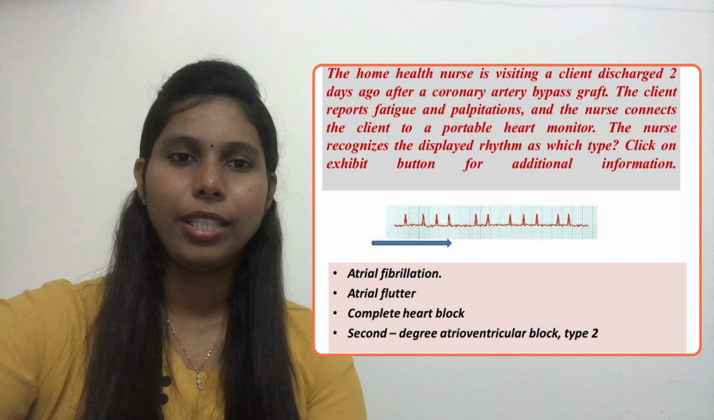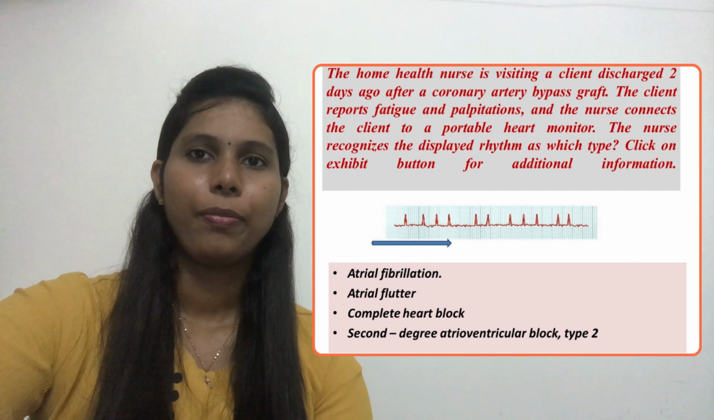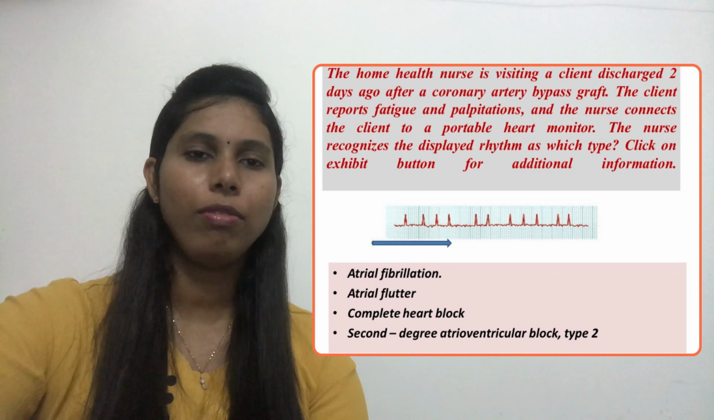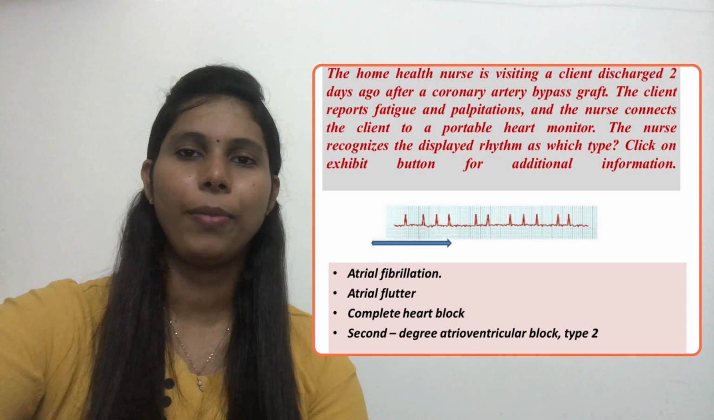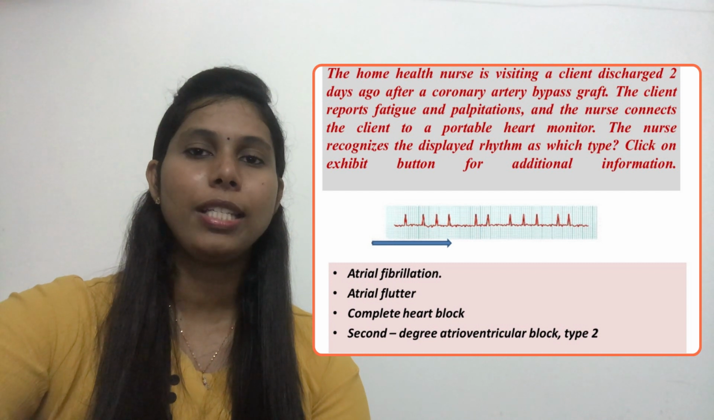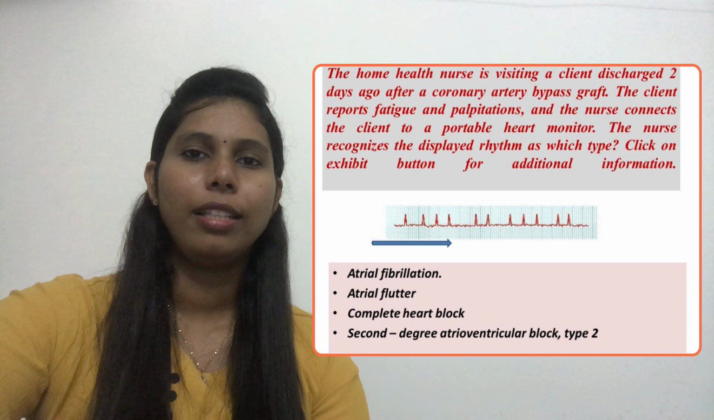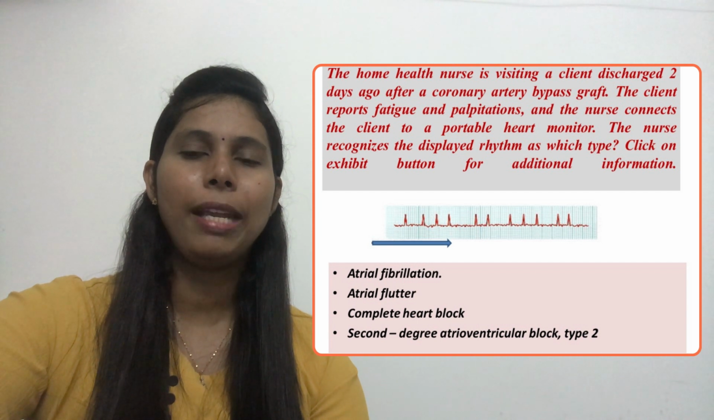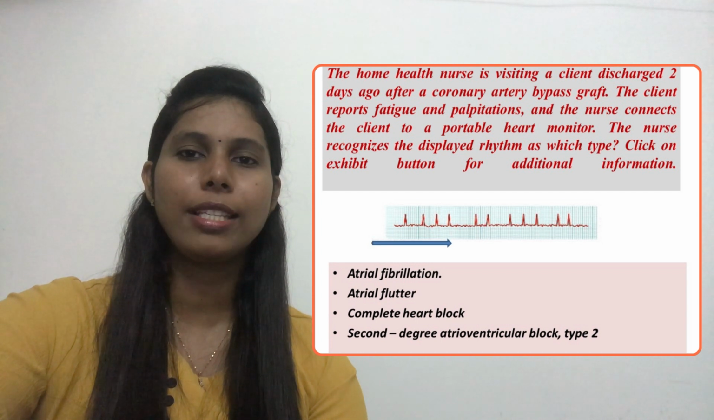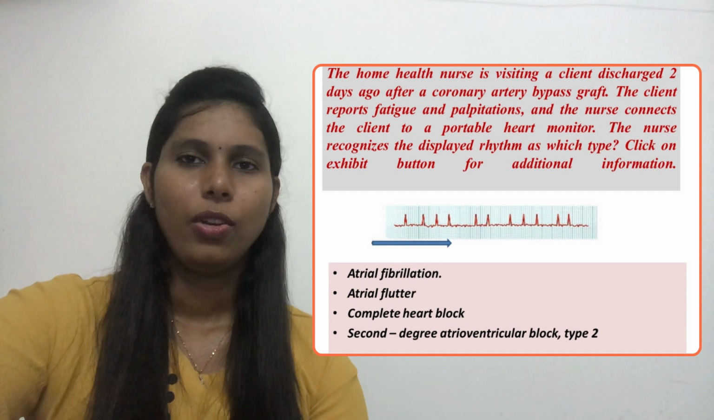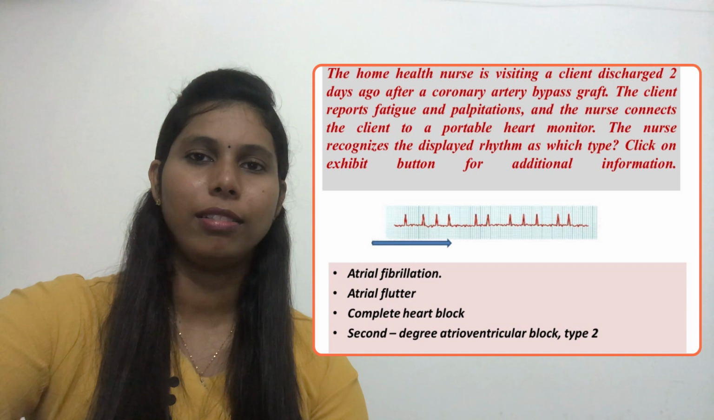After CABG, that should also be kept in your mind. The nurse should recognize the display as which type of ECG. The first option is atrial fibrillation. The second one is atrial flutter. The third one is complete heart block. The fourth one is second degree atrioventricular block type 2. So what do you think? Which could be the answer?